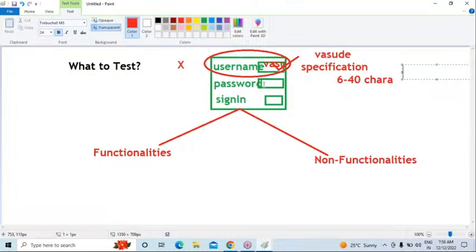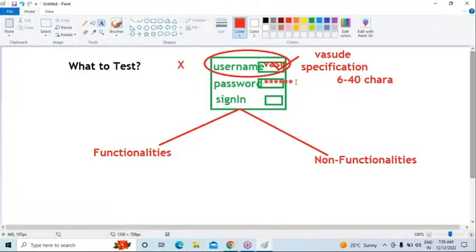Coming to the password, whenever we enter the password it should be in encrypted form, like dotted form. Whether this functionality is working or not, we are going to test it. Same with the sign in. The sign in is also one functionality. We need to test whether it is clickable or not, working or not, when we click on it. This is how the functionalities are going to be tested.